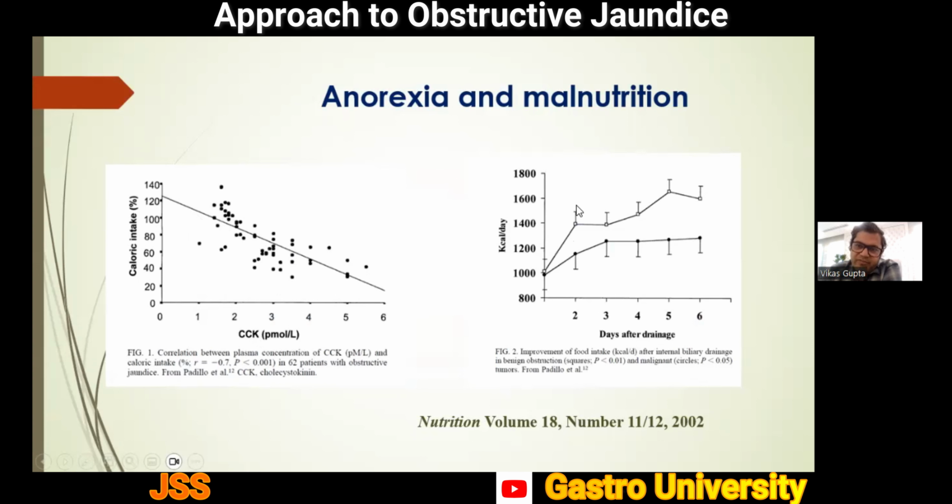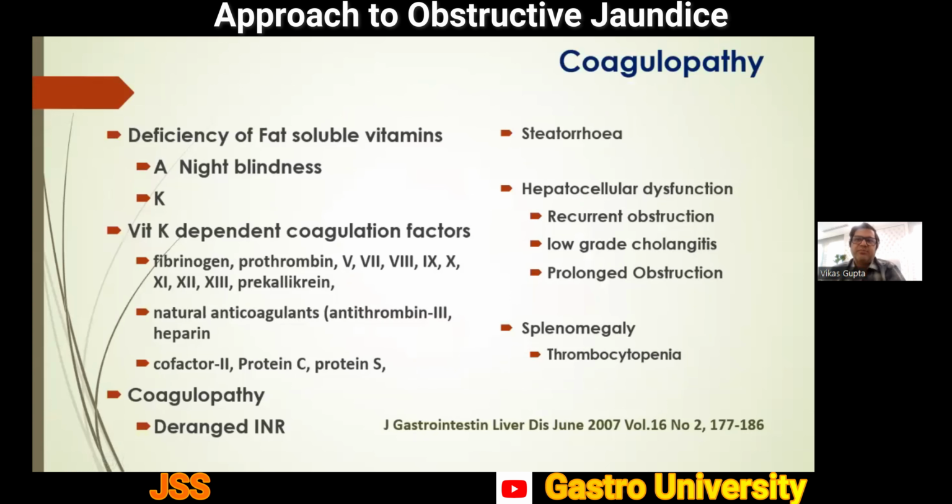And on the contrary, if these patients are drained, the appetite and anorexia improve, and this improvement is more marked in patients with benign jaundice compared to patients with underlying malignancy.